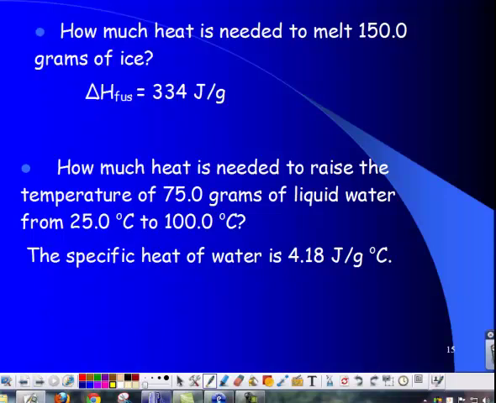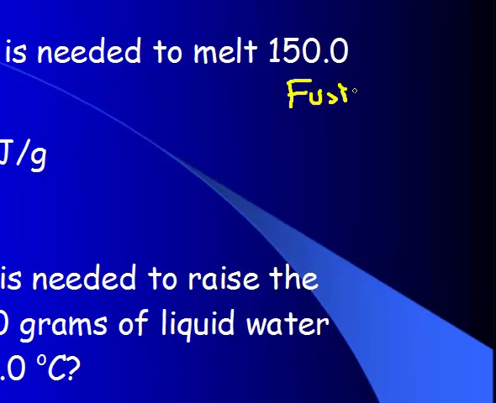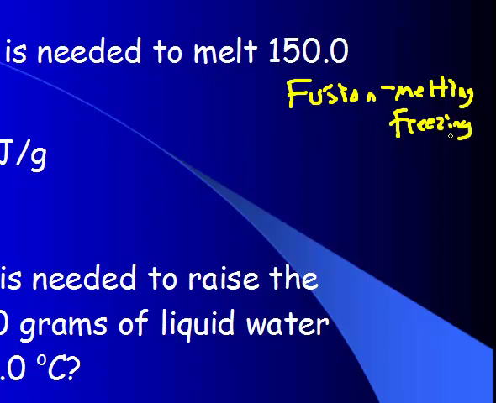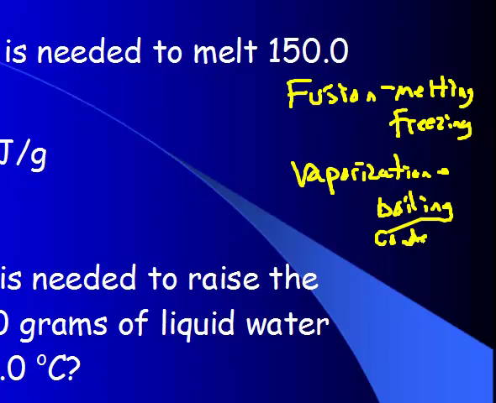How much heat is needed to melt 150 grams of ice? Now, there's two different kinds of delta H's. You'll see a little abbreviation after the enthalpy. Fusion would be when you're melting or freezing, and we're going to talk about the sign when we do the next calculations. And then the other one would be vaporization. So vaporization would be when you're boiling or you are condensing.